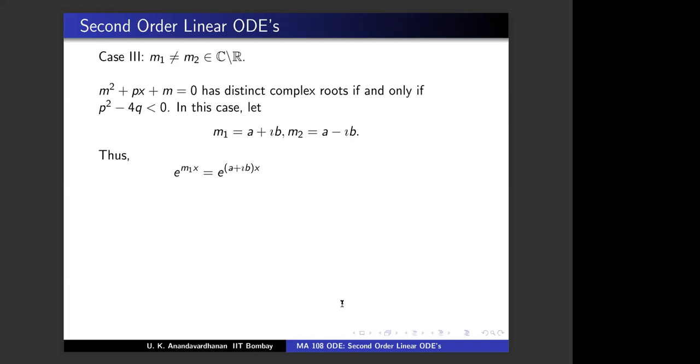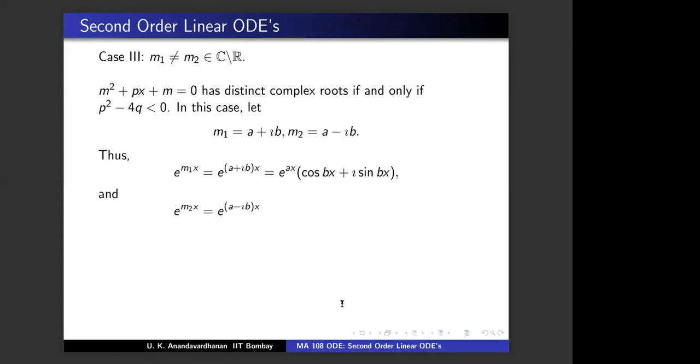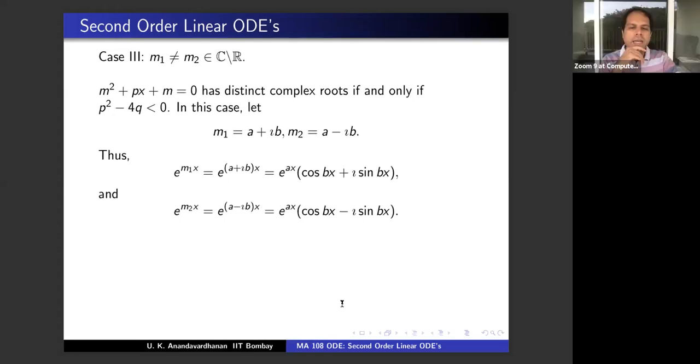What is e power i theta? cos theta plus i sin theta. Absolutely. So it is e power ax times (cos bx plus i sin bx). Let me also check what is e power m2x. It will be e power ax times (cos bx minus i sin bx).